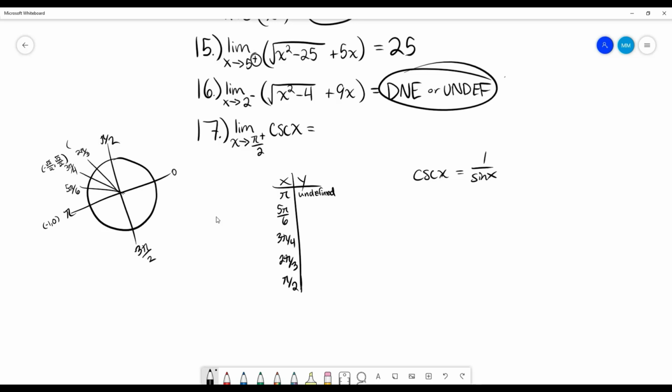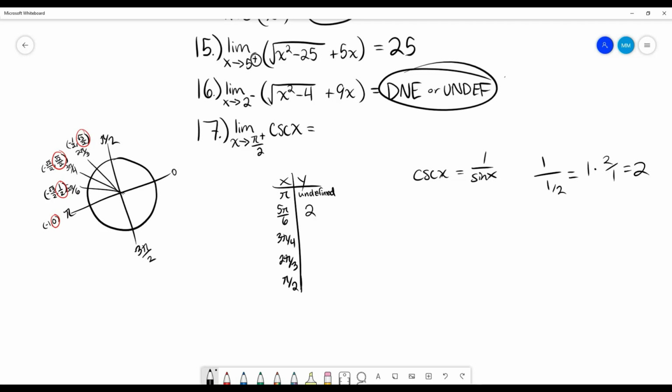Okay, so those are our coordinates, and remember, we're always going to be focusing on our y value because it's 1 over sine, and our sine is always our y value. So when we're looking at our 5 pi over 6, it's going to be 1 over 1/2, which I can rewrite as 1 times 2 over 1, because I'm dividing by a fraction, or just 2, right? So that's going to be 2.